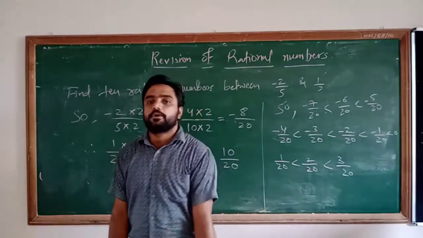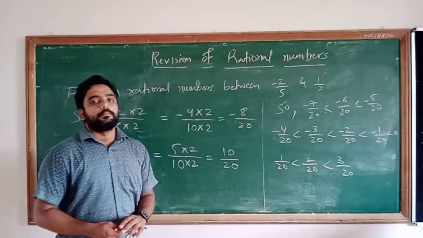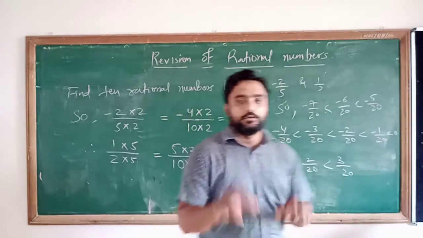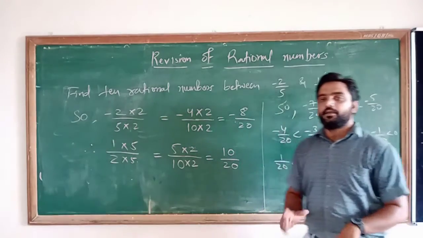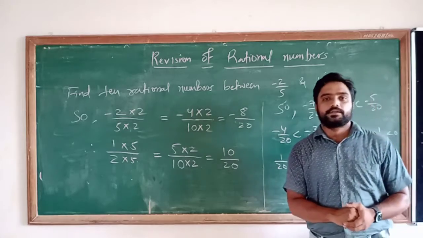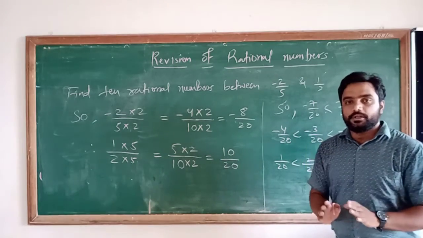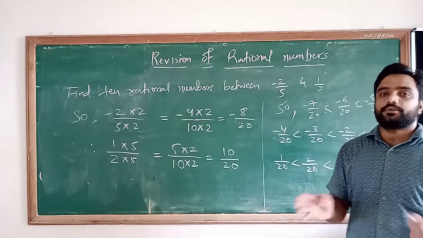Okay, so that is what we are obtaining here: many more rational numbers. Understand? But we have to take only 10 rational numbers. सिर्फ हमें 10 ही बताना है, आपको सिर्फ 10 ही बताना है. Understand? Okay, so this is the method to obtain rational numbers between two rational numbers without a number line.